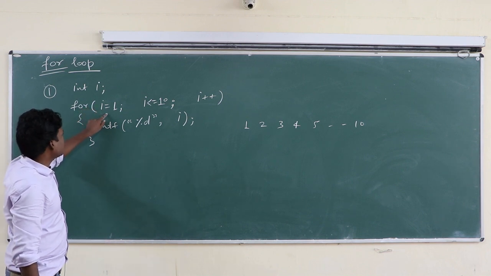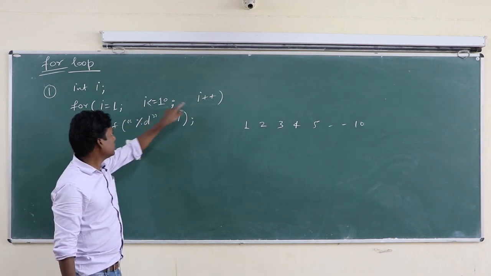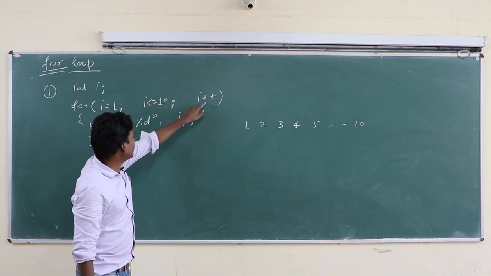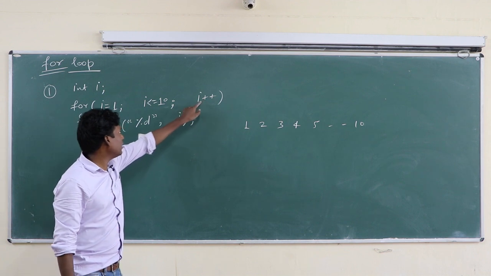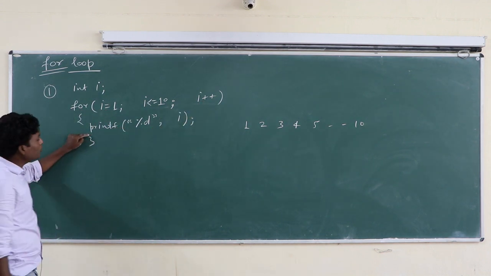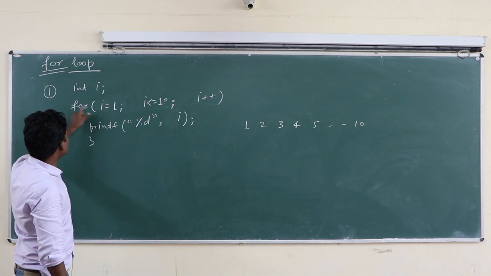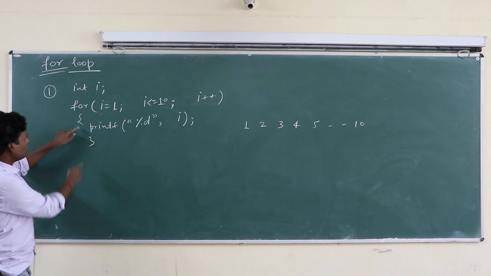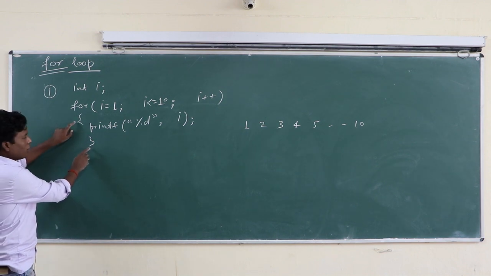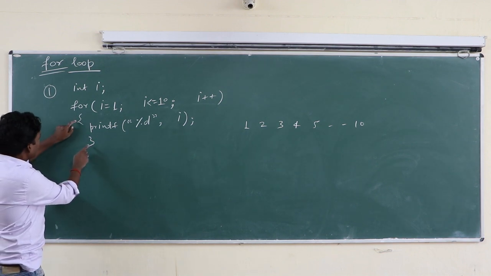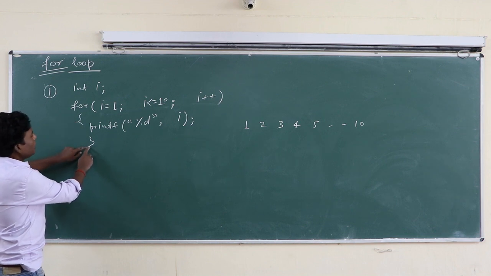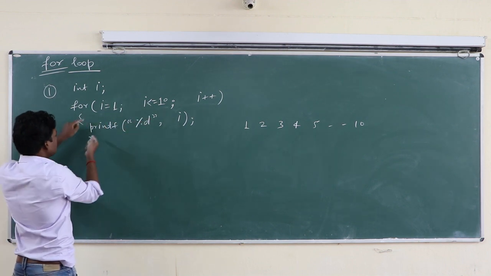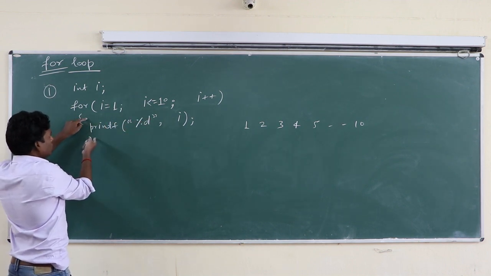There is an increment section, there is a condition section, and there is a variable initialization. This is the condition section, this is the increment or decrement. This increment or decrement works at the end of the loop, and the loop will execute until this condition is true. When this condition is false, control exits from this loop, this block. Until this condition is true, the whole set of statements will execute.